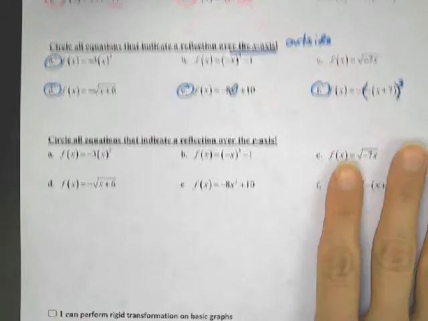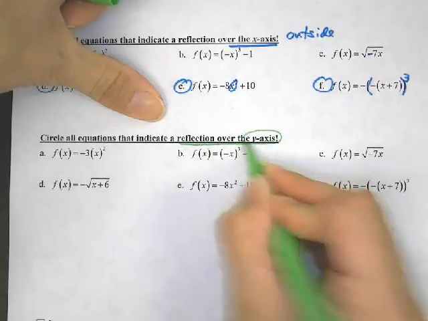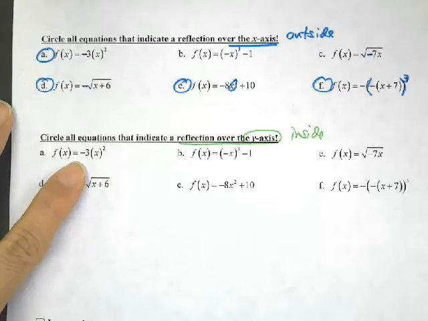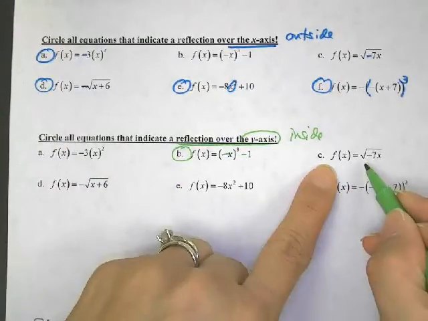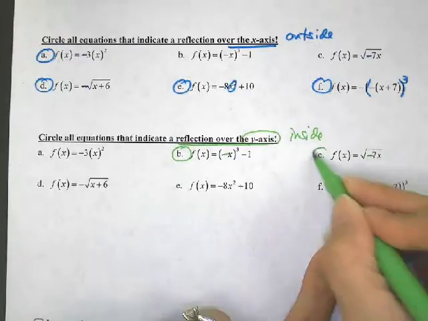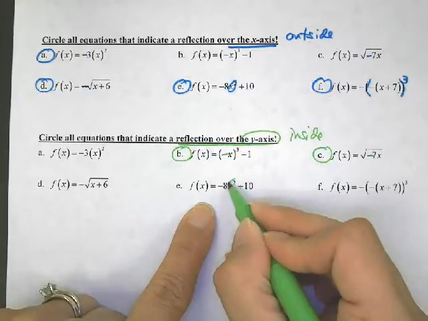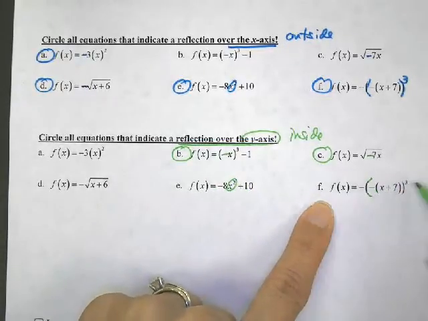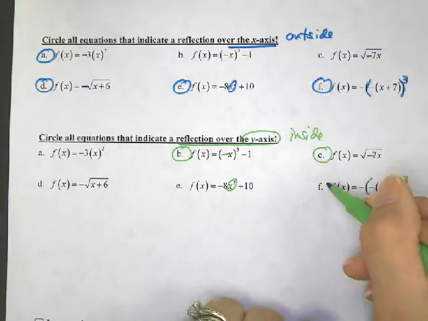And finally, can you find equations that are reflections over the y-axis? Y-axis is going to be inside. So let's see. Is A inside? No. B? Yes. C? Yes, that's inside. D? No. E? Here's the squared. It's not inside. Nope, that's in front. F, this is that weird one. Here's quantity cubed. Is that negative inside getting cubed? And the answer is yes.